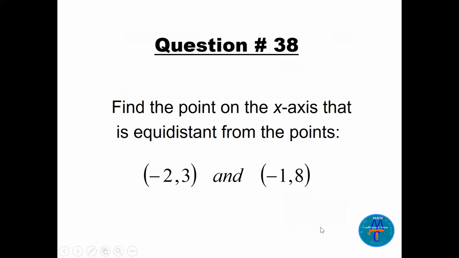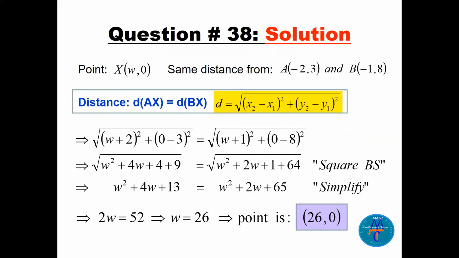Check it, please. Find the point on the x-axis that's equidistant from the points (−2, 3) and (−1, 8). So a point on the x-axis, how do you imagine that? Y should be 0, right? Yeah, y should be 0. So let's call this point x, with value w. So x is a point on the x-axis, so (w, 0), because y is 0.